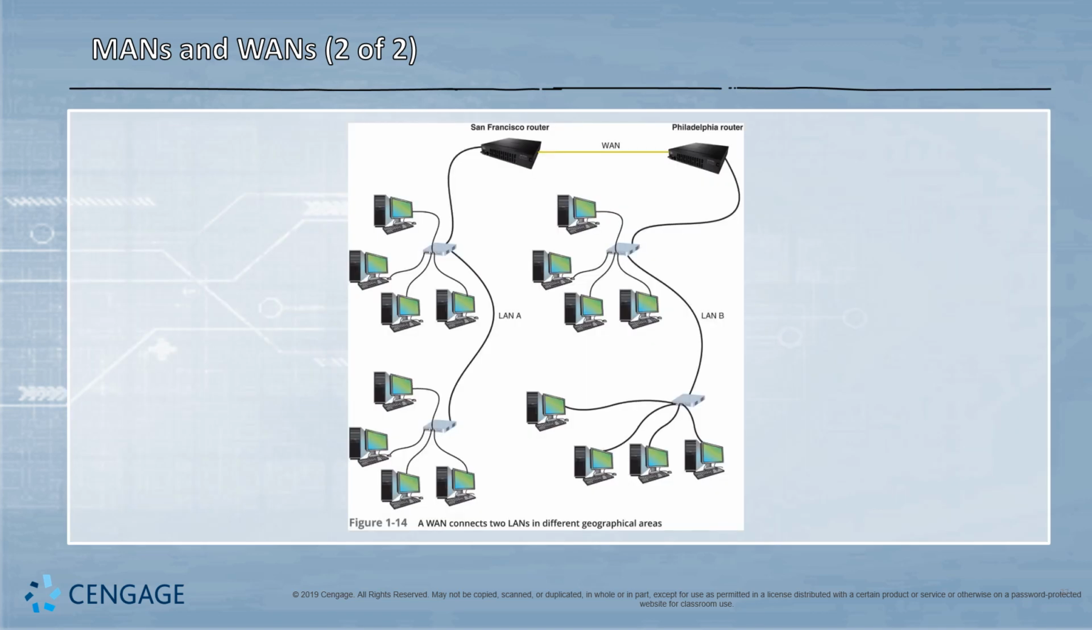So here we can see that we have two star bus topologies. We've got two LANs, one in San Francisco, one in Philadelphia. Each one has a sub LAN of a couple of computers each on a switch. But the WAN link is going between San Francisco and Philadelphia and is able to connect the two as if they were still physically present directly to one another.